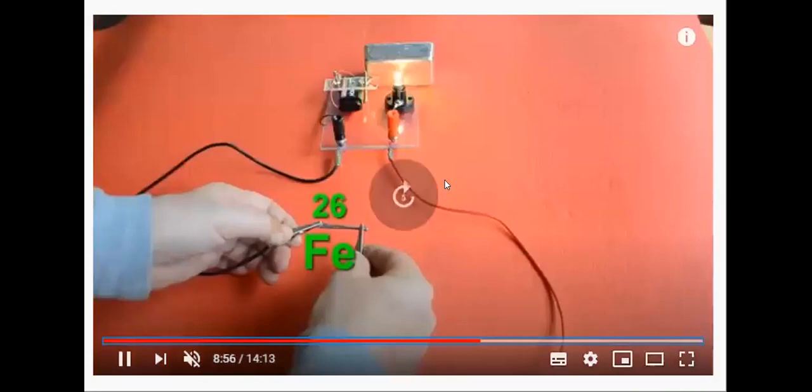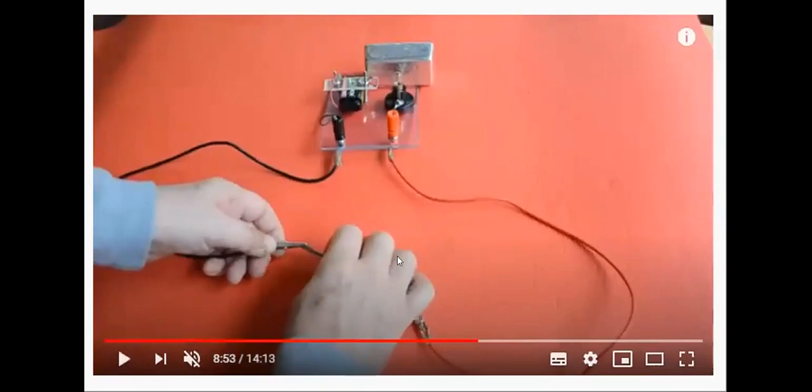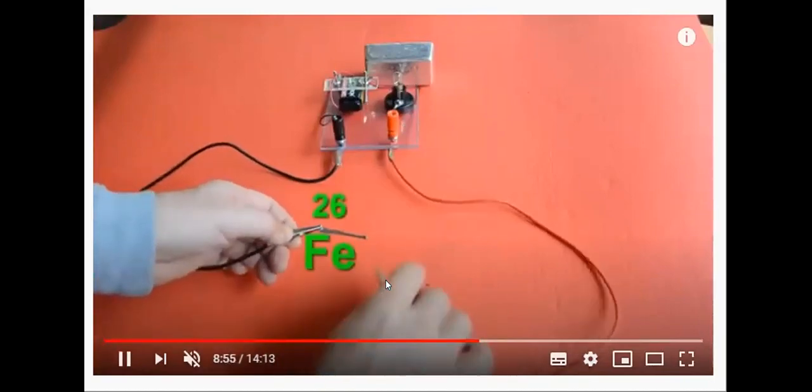Let's see what else I can show you guys. Okay, let's look at conductivity of metals. If we put copper or gold in an electric circuit, it's going to conduct electricity excellently, and you're going to see that the bulb is going to light up there.